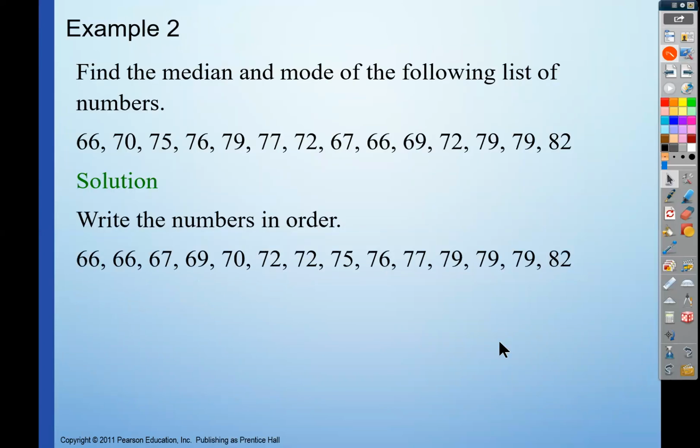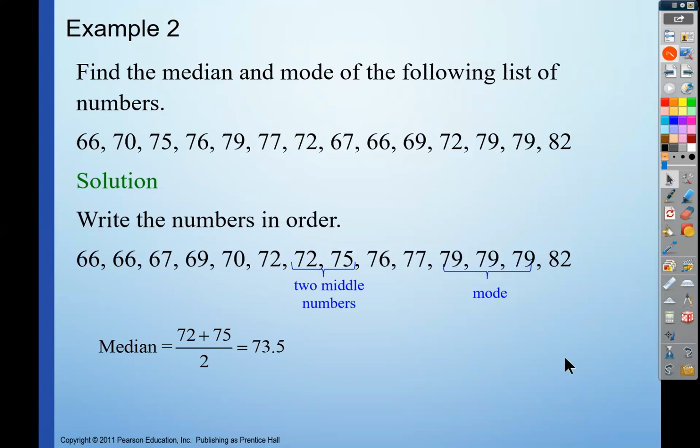So example 2: find the median and mode of the following list of numbers. First, write the numbers out in order. That's the first step to find the median. And then you look at the 2 middle numbers. So this has an even amount, so you take the average of those 2 numbers. Add them together, divide by 2, and you get 73.5. So that would be the median. The mode is the one that occurs the most often. So 79 is the mode.